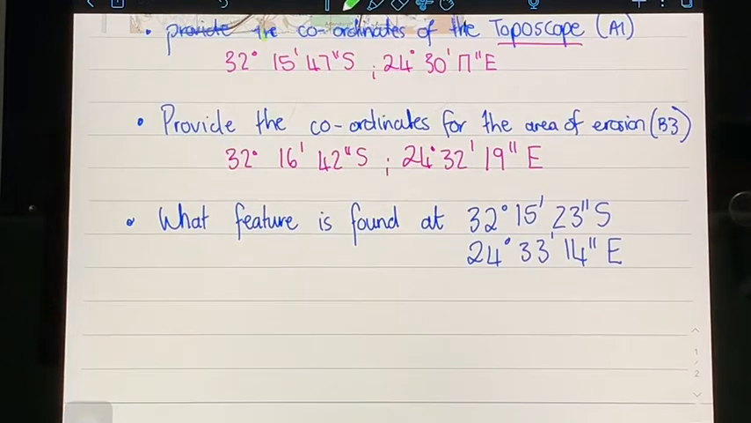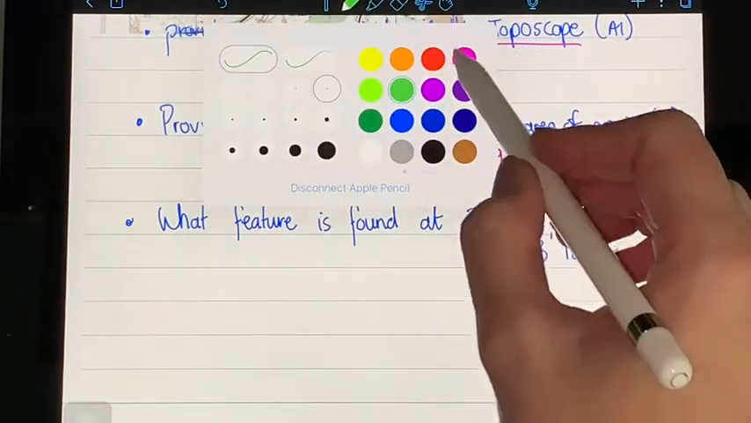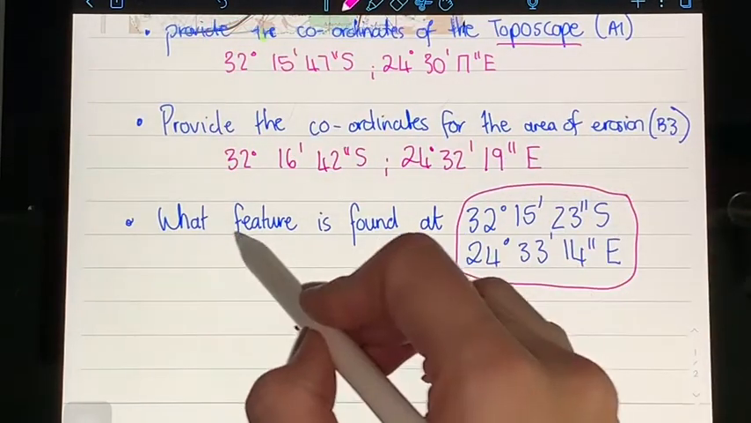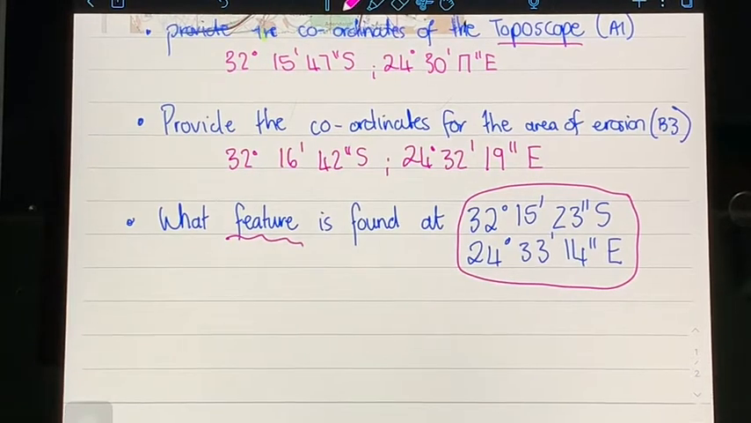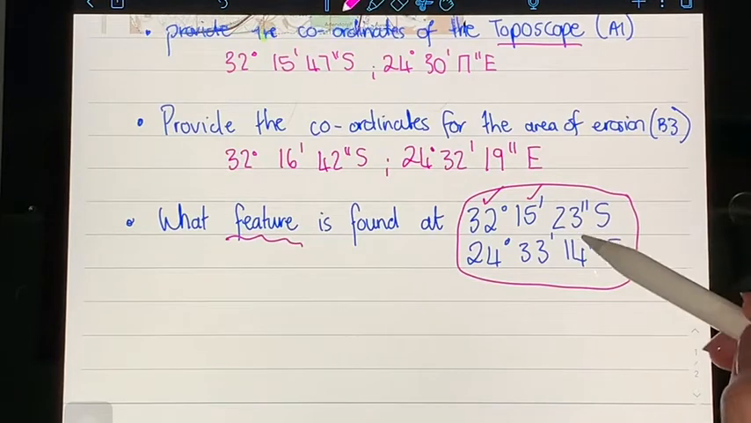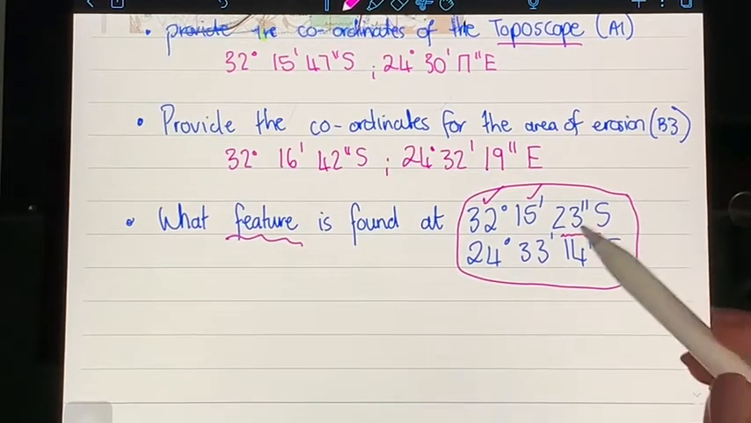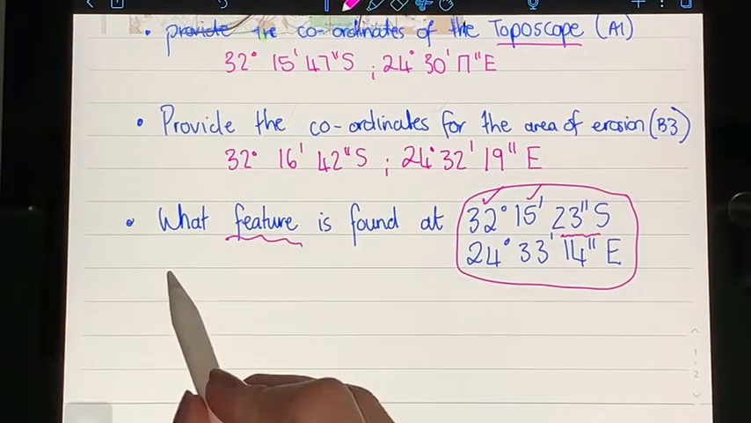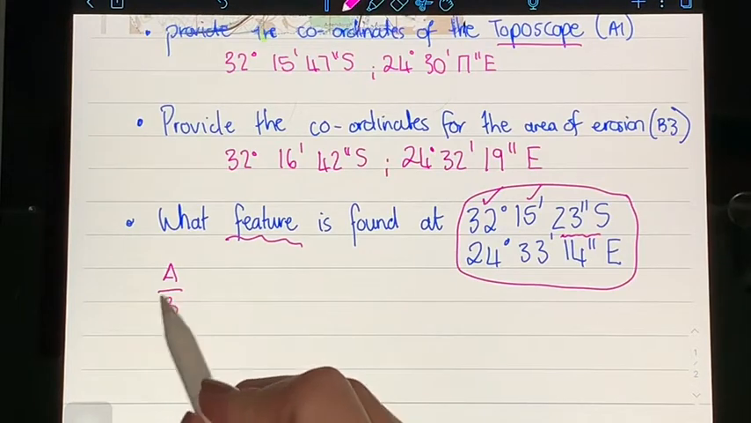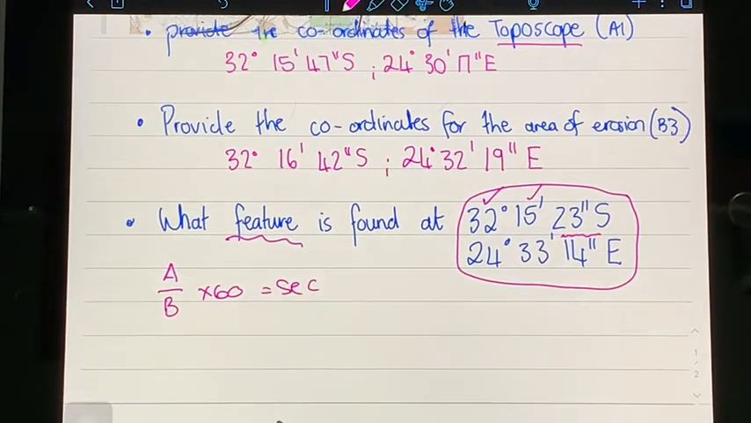We now need to look at how to find a feature if you are actually given the coordinates in your sum. Like in this example, we've been given the full coordinates and we need to find the feature. It is quite easy to see the degrees and the minutes, but it is a little bit more challenging, unless you're guessing, to find the seconds. And so the accurate way to find the seconds would be to use your formula again, but in reverse. So we were going to say A over B times 60 equals seconds. That's if we're finding the seconds.